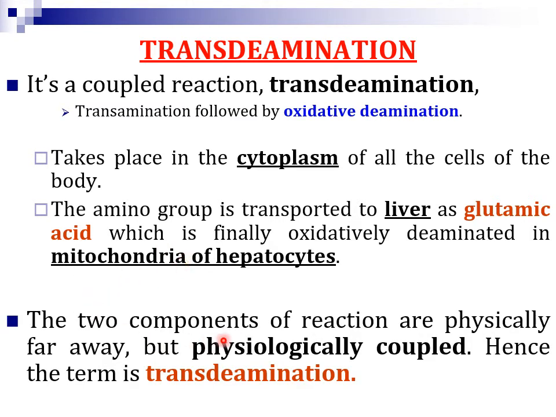The two components of the reaction are physically far away. The transamination reaction occurs in the cytoplasm, while the oxidative deamination takes place in the mitochondria of hepatocytes. So this reaction takes place at two different sites, but it is physiologically coupled. Hence, it is called transdeamination. Okay, let's see about that.